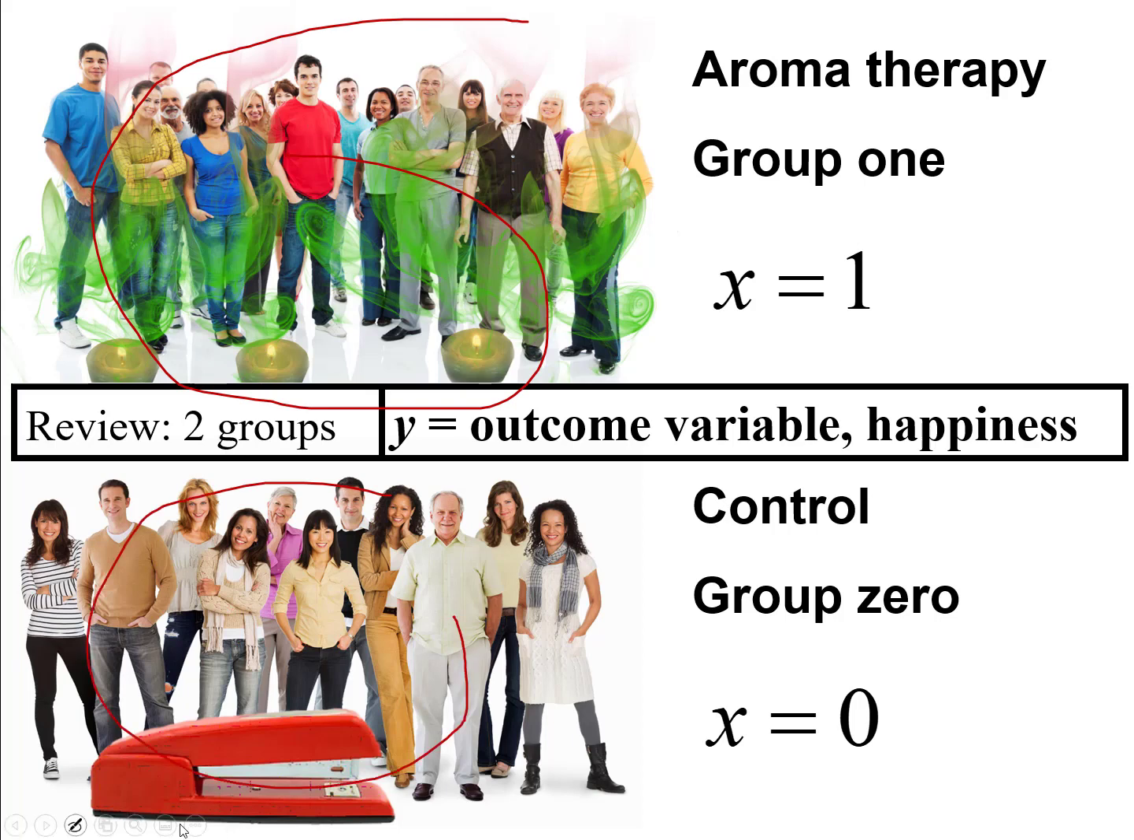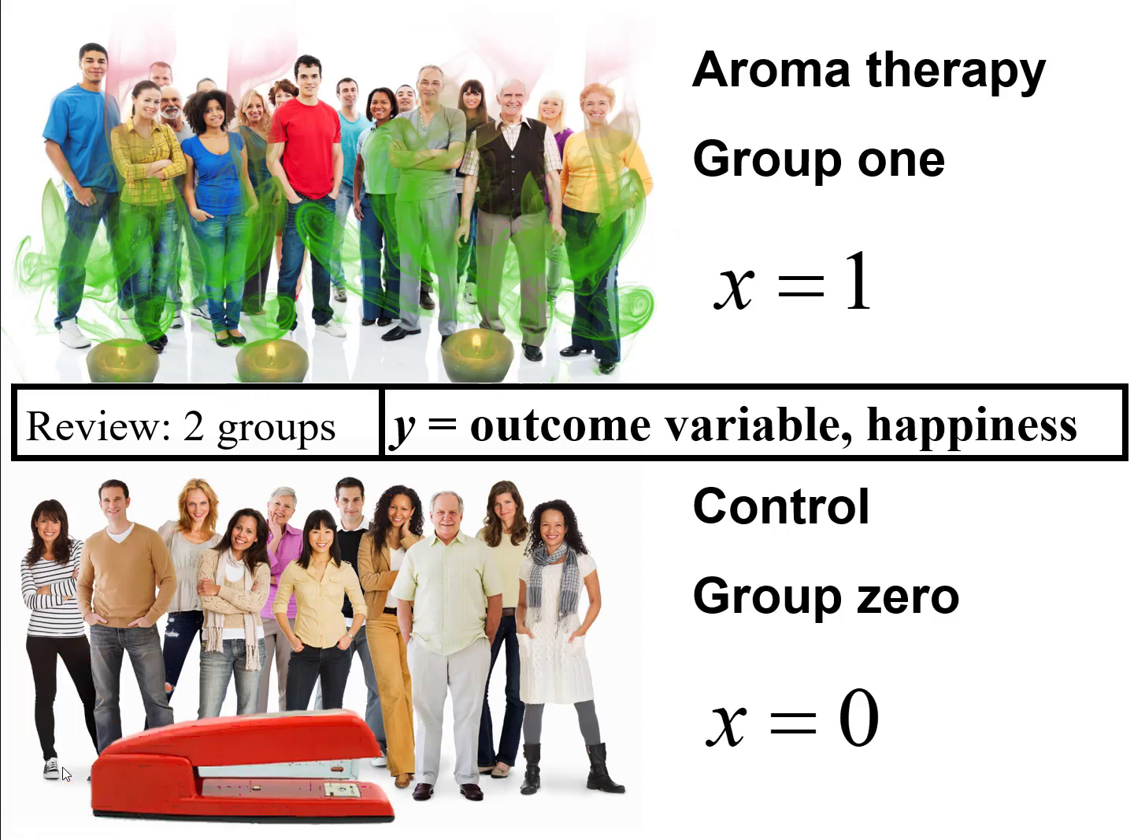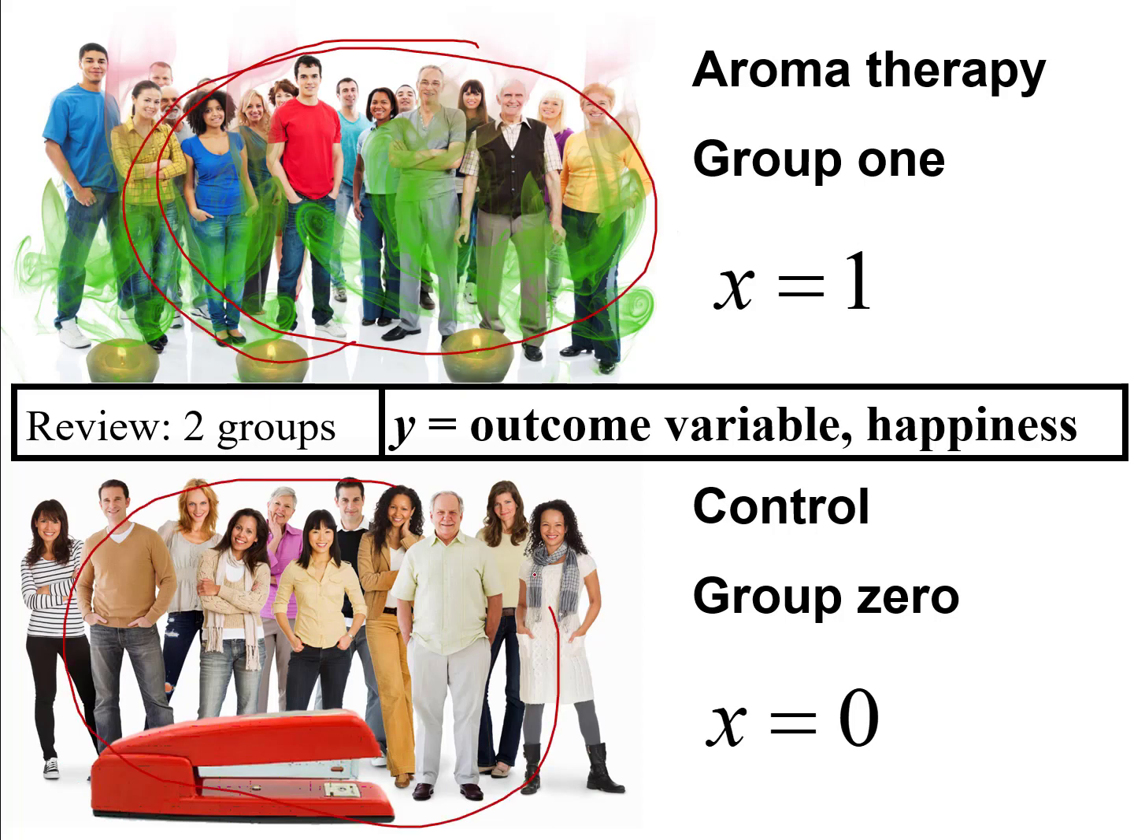And I get a sample of people that maybe have finished their statistics course and they're feeling sad because of the loss of statistics and they're experiencing some statectomy sadness. And I randomly assign this sample of people. Some of them get randomly assigned to my happy green gas aromatherapy, and some of them get randomly assigned to the control group.